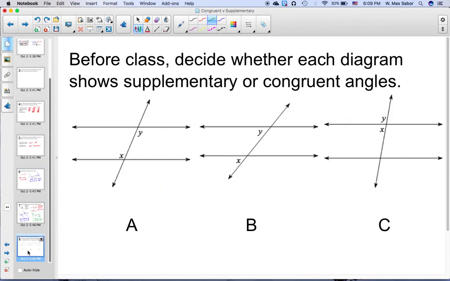So before class, I want you to decide whether each diagram shows supplementary or congruent. So you can say, okay, all three of them represent congruent angles, or all three represent supplementary angles, or you have to tell me which ones represent supplementary angles, which ones represent congruent angles.